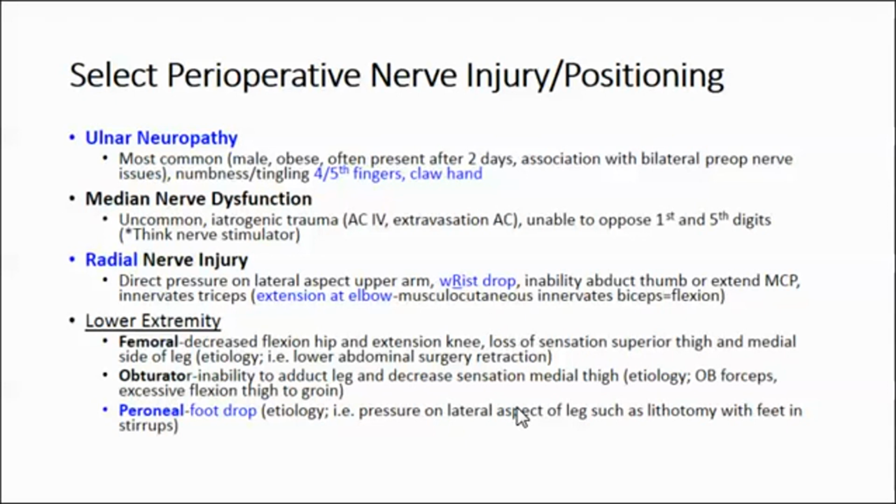Median nerve dysfunction, the way to remember that is the opposition in your nerve stimulator. That kind of links it in my head pretty easily. And then the lower extremity, using the lithotomy is the highest yield thing to know.